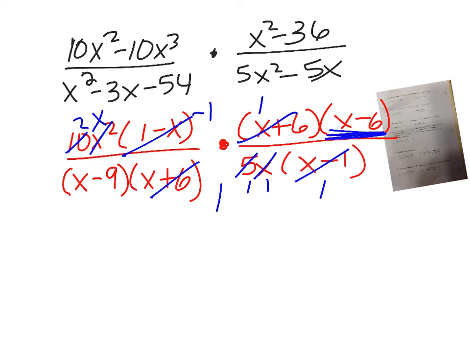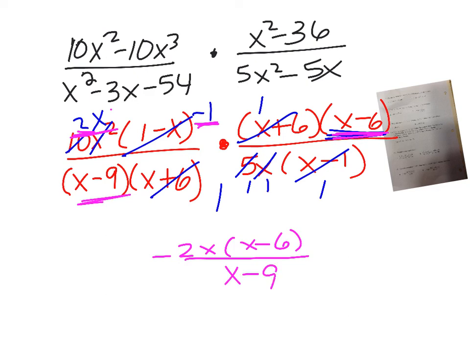And then I have this x minus 6, but it doesn't reduce with anything. So I have 2x times negative 1 times x minus 6. So that's negative 2x times x minus 6 over, and then in the denominator, just an x minus 9. All right, and then let's take a look at B.